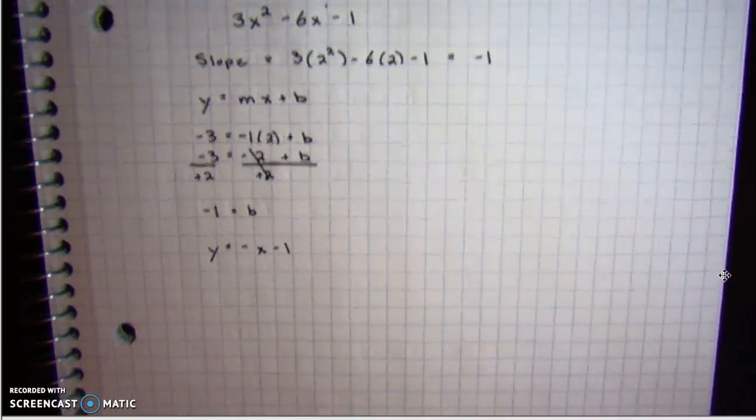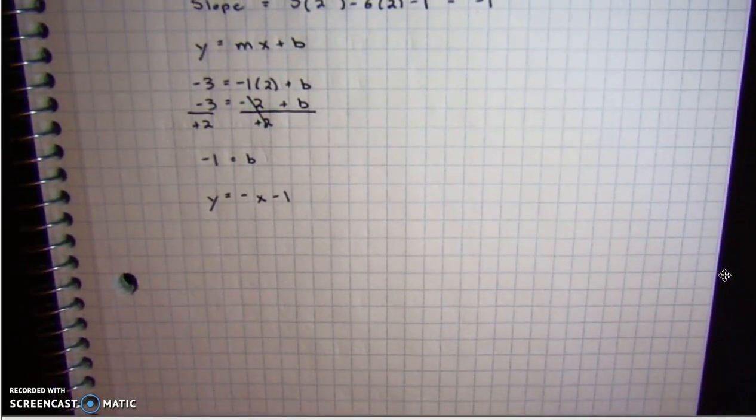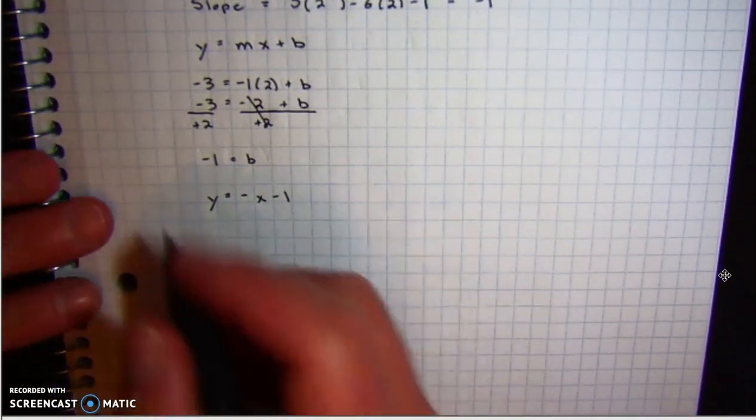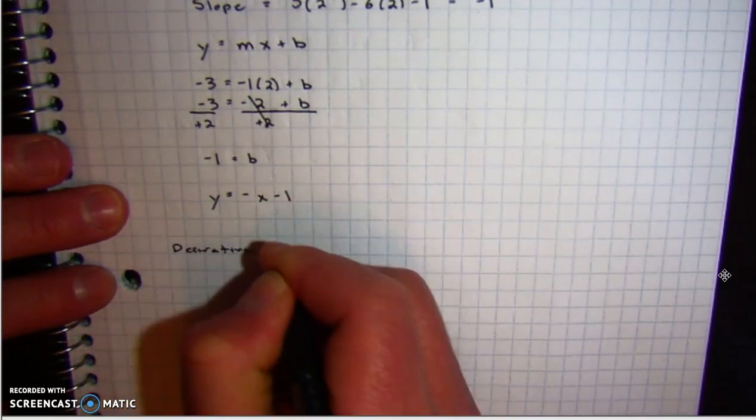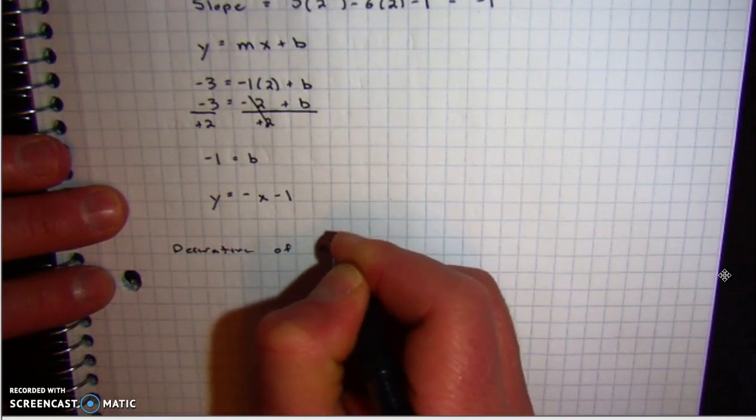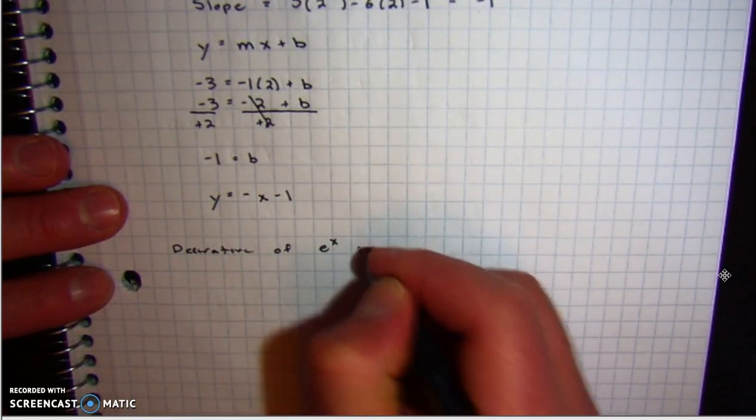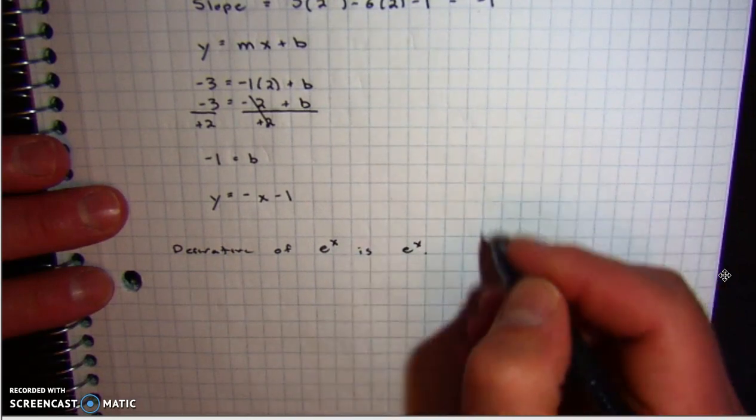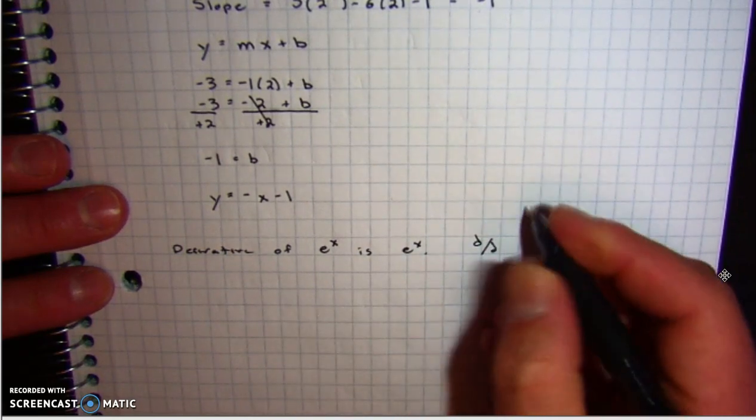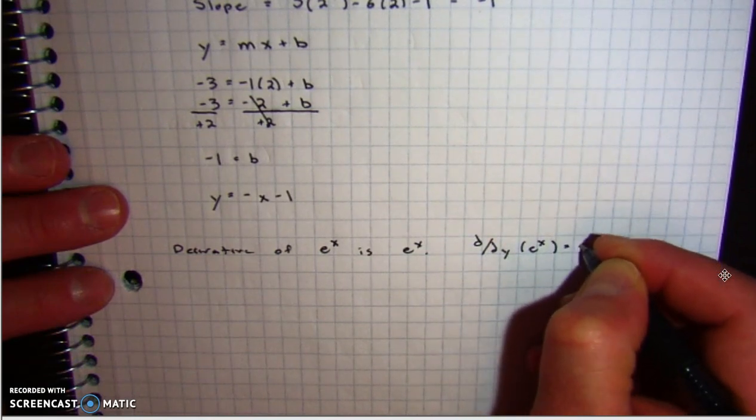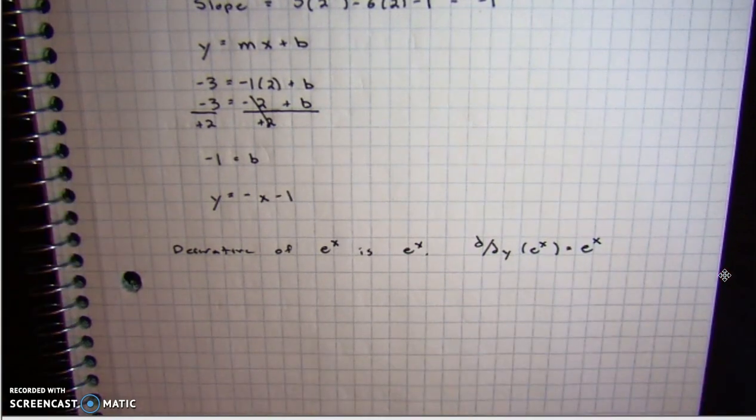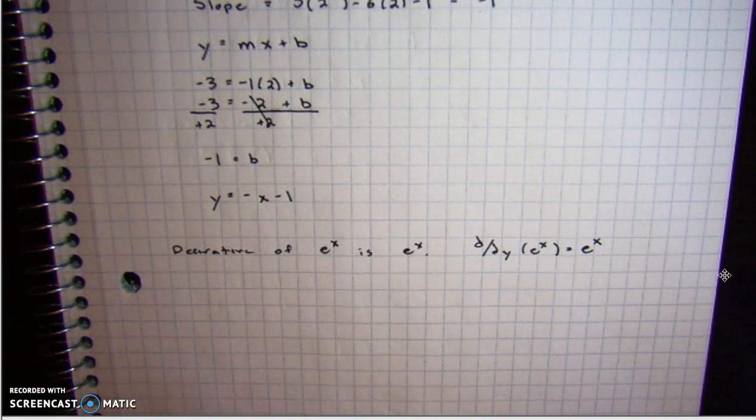Now, one last thing that this chapter mentions, which is kind of a cool thing, I think, is that the derivative of e to the x is e to the x. And so that's something that makes derivatives pretty easy to do. And just real fast, sort of a bonus material for this chapter.